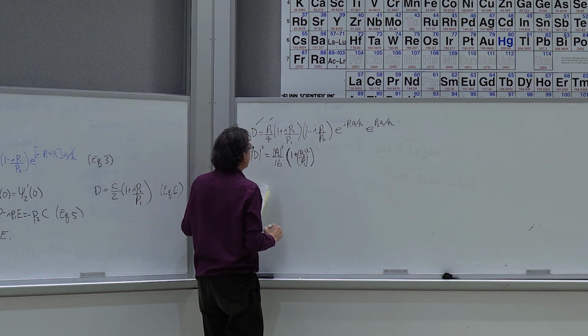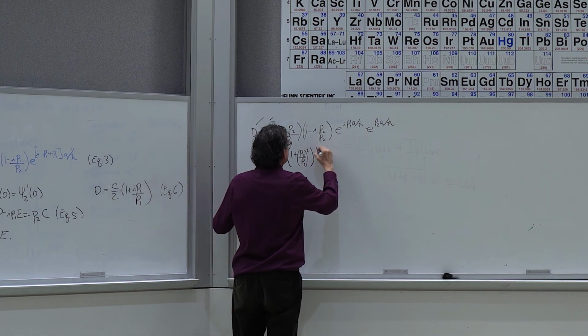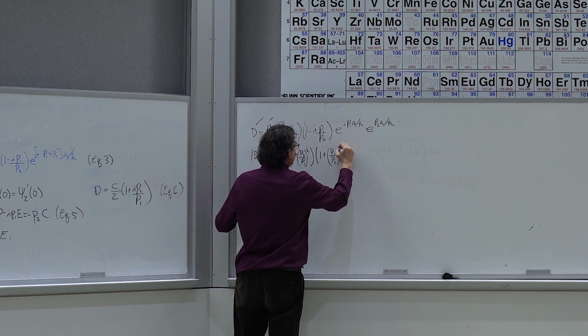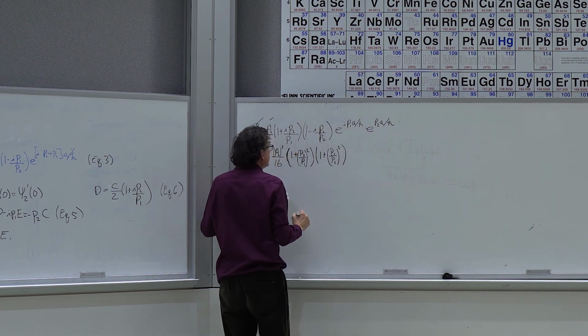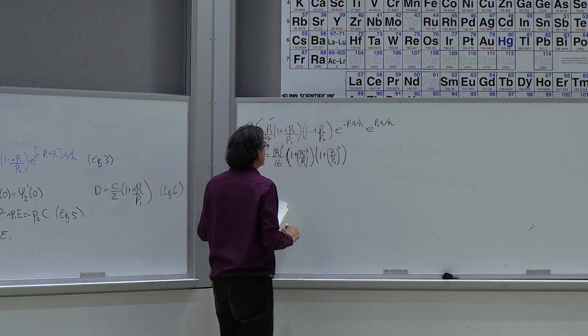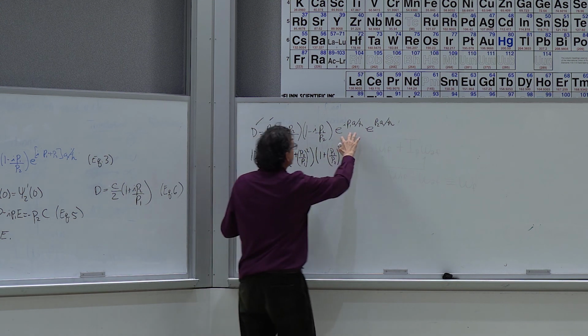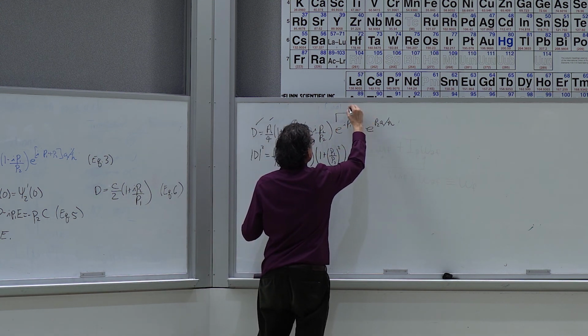And that's what I have. Okay, now, same thing goes for here. This becomes 1 plus P1 divided by P2, quantity squared. Okay. And the square of this term is 1. This is an exponential.